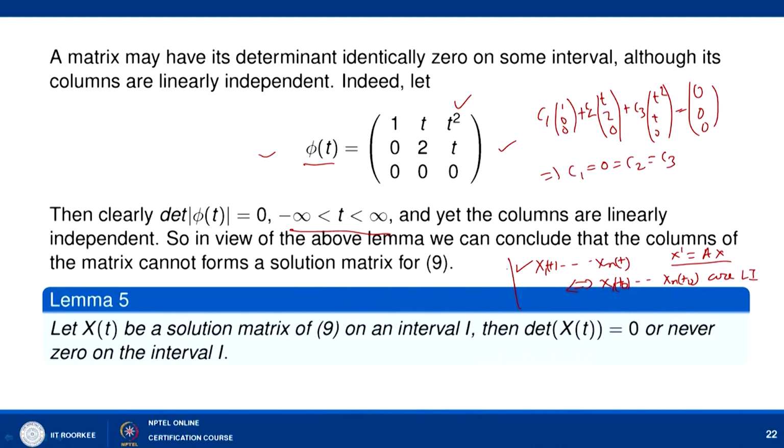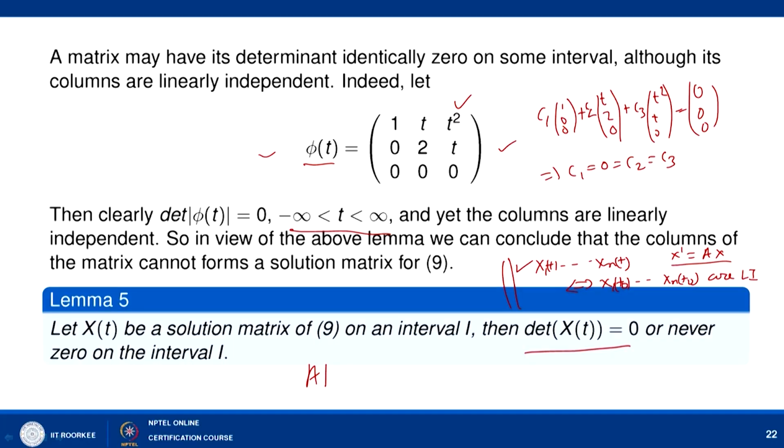In fact, we may have one more result, which is commonly known as Abel's lemma, to prove the same thing: let x t be a solution matrix of 9 on an interval I, then the determinant is either 0 or never 0 on the interval. So, it means that once you have a solution matrix, if the determinant of x t is 0, then it is 0 for the entire interval. If it is non-zero, then it is non-zero for the entire interval, and this result is known as Abel's lemma.